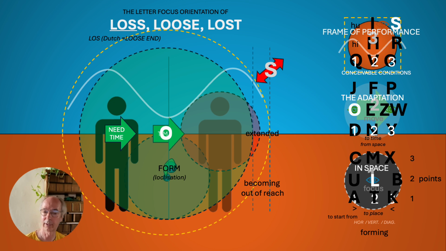Loss with just one S exists as a Dutch word. It's almost the same as lose, in the way of lose end as well. It goes towards that extended region, and in a way, yeah, that's what it is. Loss. I'm having loose ends. Also, it has an extension. I will get a little bit of loose end, so I'm losing a little bit of it. It's becoming out of reach as well with the S.